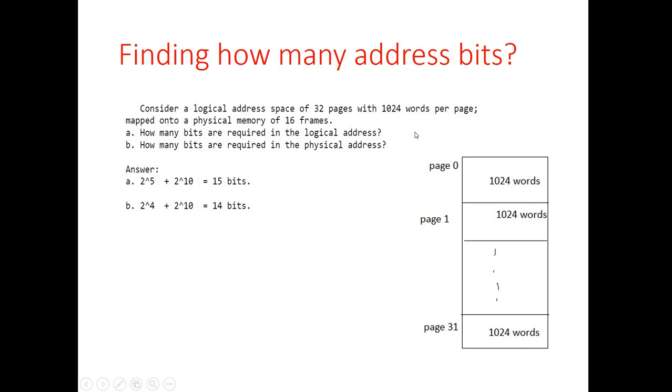Coming to the physical address space, here there are 16 frames and each frame is of size 1024 words, because in virtual memory the pages and frames are of the same size. When a page is 1024 words, the frame is also 1024 words. So for representing 1024 words we require 10 bits. For representing 16 frames, 16 means 2 power 4, so 4 bits are required. Put together, 14 bits are required for referencing an address in the physical address space.